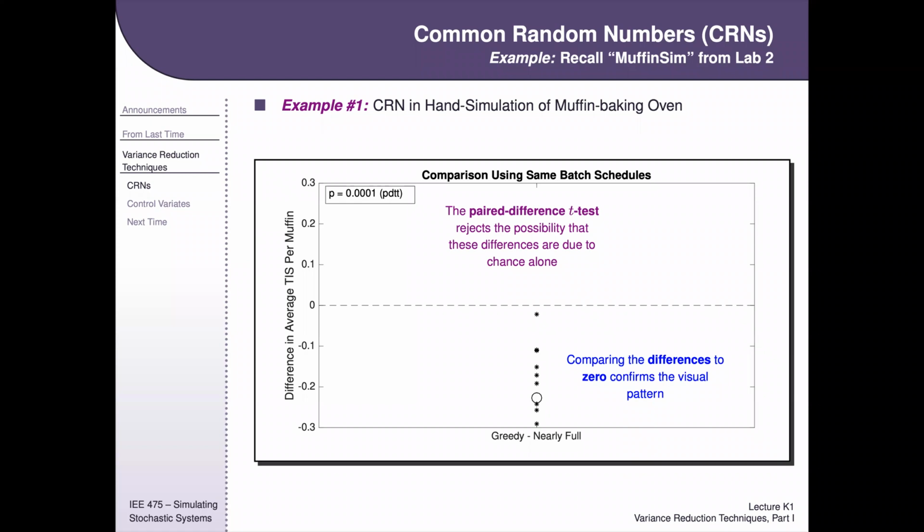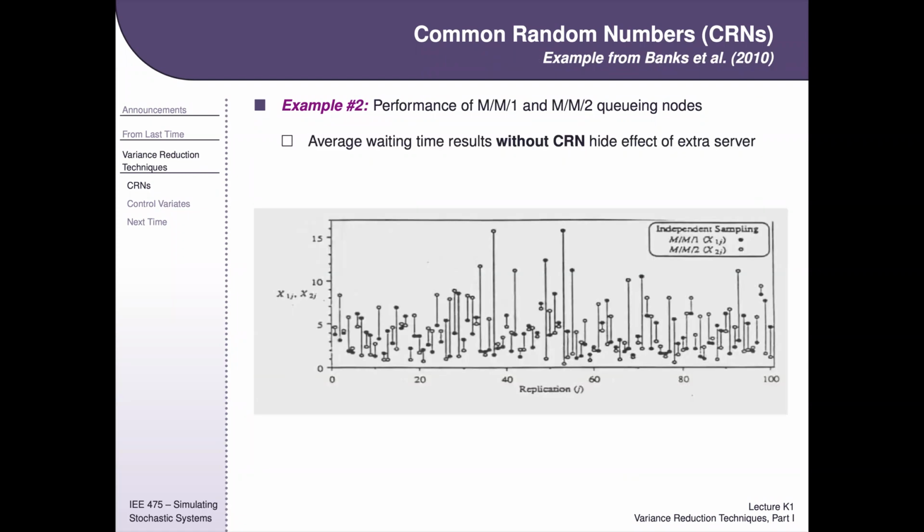And if you do that, you gain a lot of statistical power. The book's example is a similar sort of thing: they've got 100 replications and they've got an MM1Q and an MM2Q. The difference is that in the open circles, you are seeing a system that has 2 servers instead of 1, and so we would expect that system to run faster.